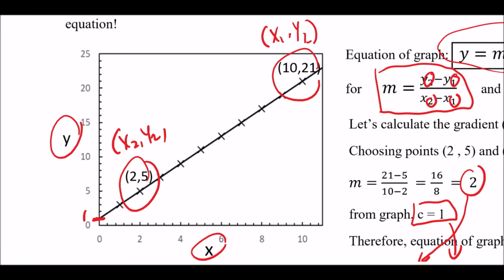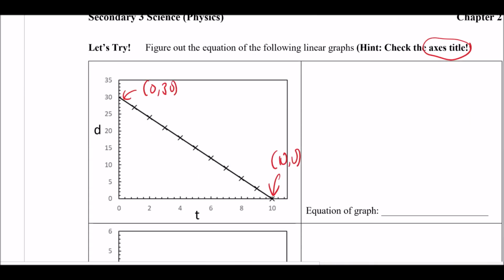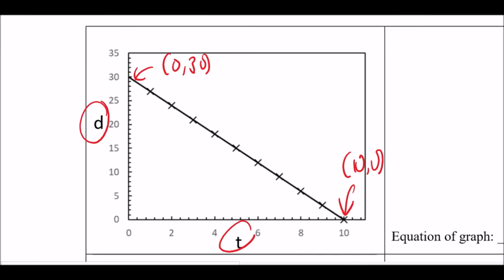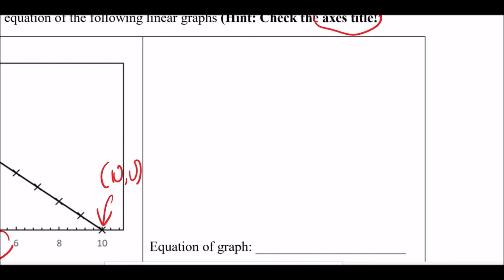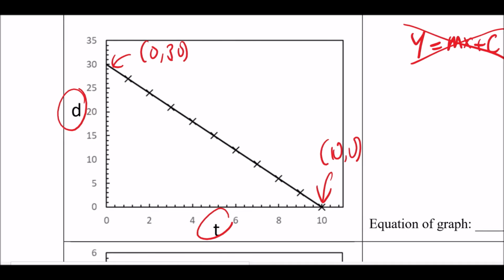Sometimes there are tricks inside, so sometimes you need to pay attention to the units. I check the axis: it's y and x, but for this one, if you pay attention, you will see that it's d and t instead of y and x. So my general equation for this graph is no longer y equals mx plus c, because it's no longer y and x. Instead, it should be d equals mt plus c. Can you see that? My y-axis has been replaced with d, and my x-axis has been replaced with t.